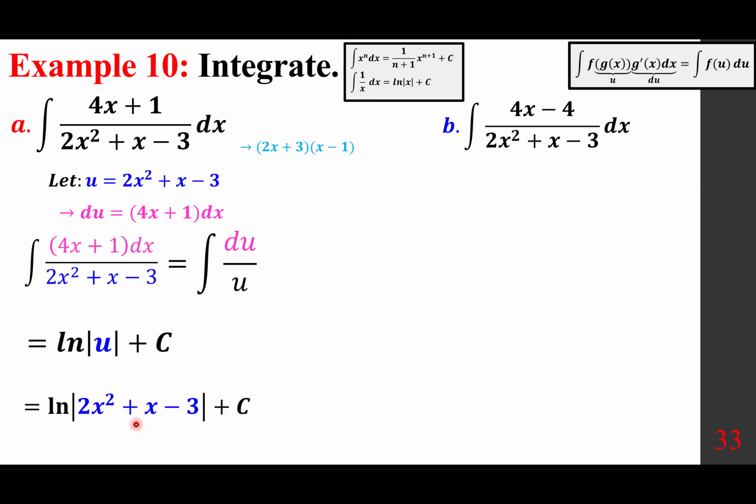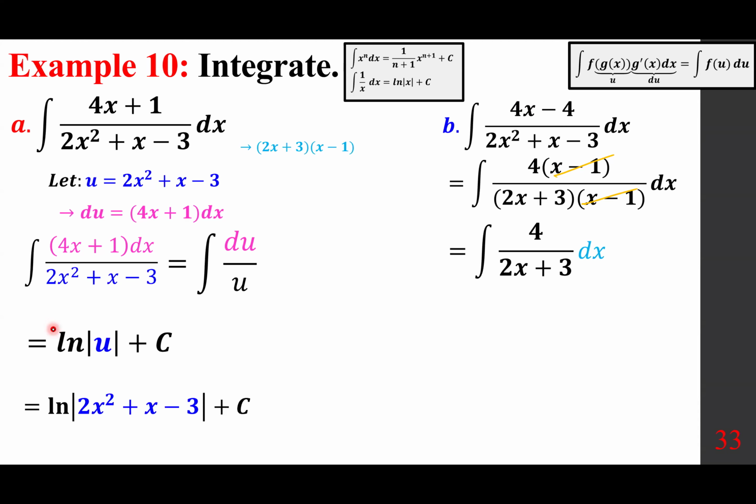However, in part B, we can also factor the numerator. Therefore, we can drop a common factor of x minus 1. We can put it in its lowest term. And we must always deal with the lowest term. Since we can't simplify it further, the denominator is a choice of u. The derivative is 2, which makes du 2 dx.